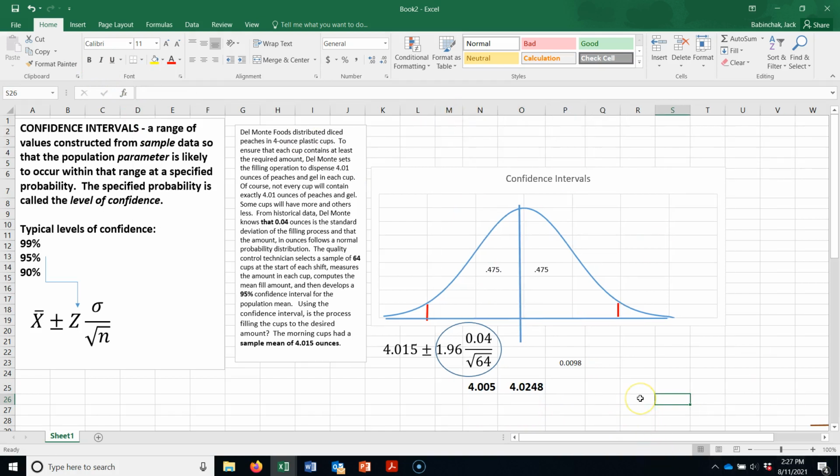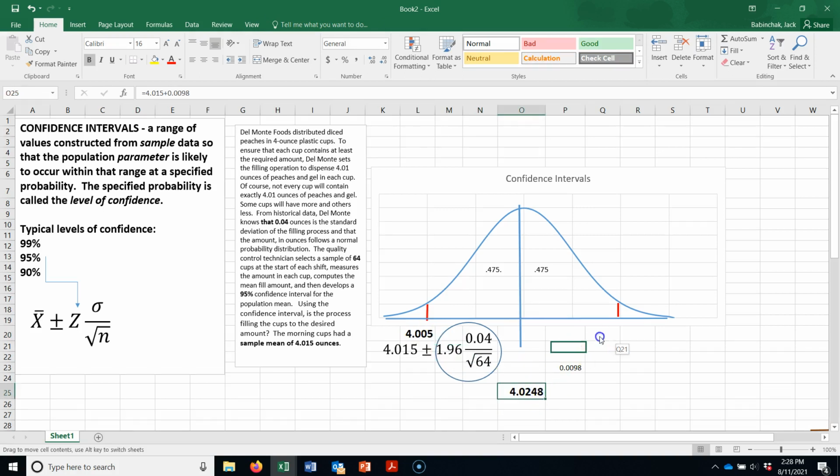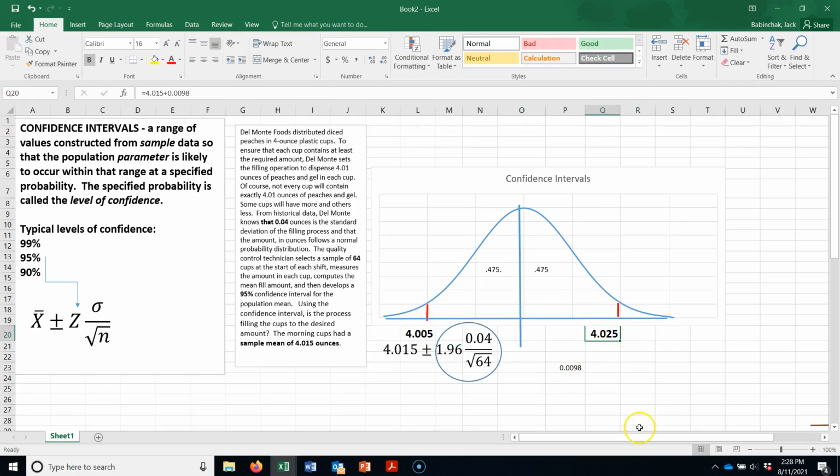So the question is then, is the machine filling it to our required 4 ounces? We have 4-ounce plastic cups. Is it filling it to those 4 ounces? Yes, it is, because this one, the low part of our range, the part that's down here, is 4.005, and the high range is 4.0248. So if those numbers were put, you know, where they should be on the graph here, we know that the population mean is going to fall somewhere in between this.